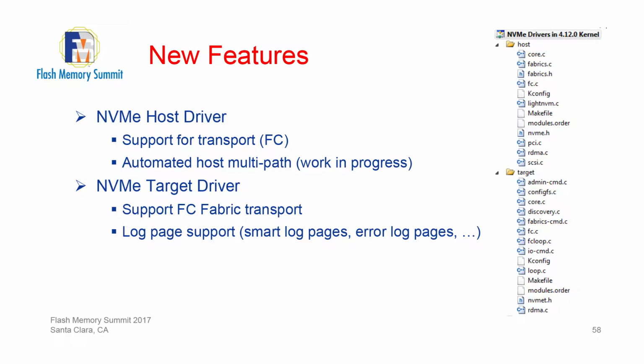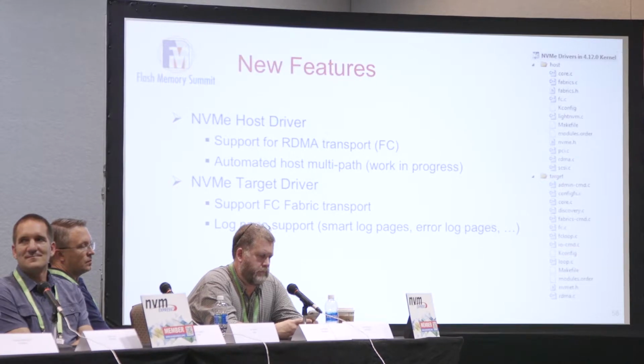Today, if you go to the 4.12 or 4.13 kernel, the latest kernel, you can see the source code like this, and you can see all the transport layers there. This year the Fibre Channel transport is added, and there is also work going on for automatic multipath. It's not open yet, but it is going to happen soon. Similarly, the NVMe target driver also has the fabric transport and additional log file support, which have been added to the newer kernel.